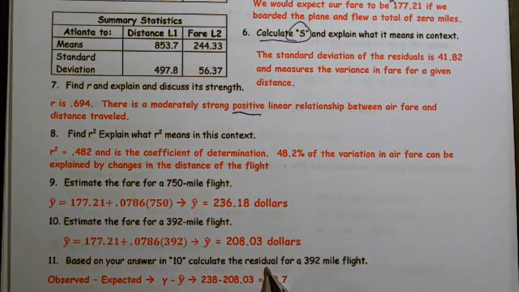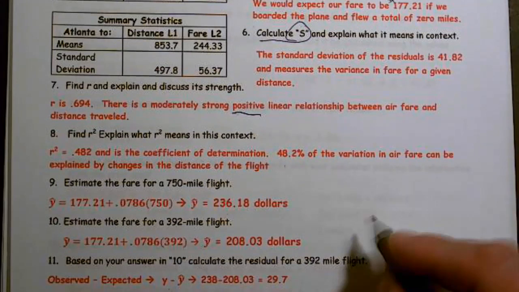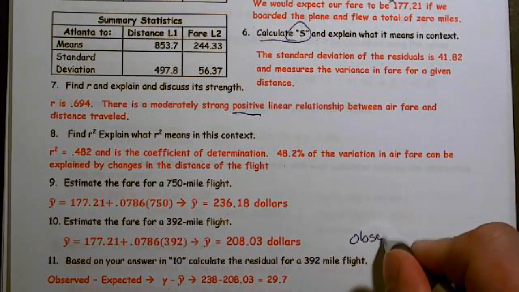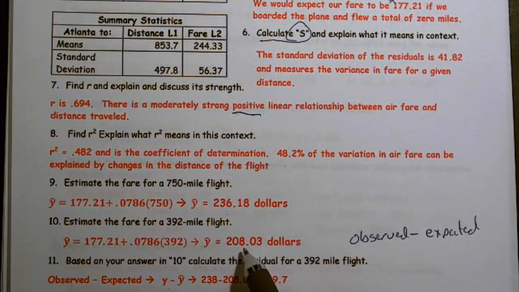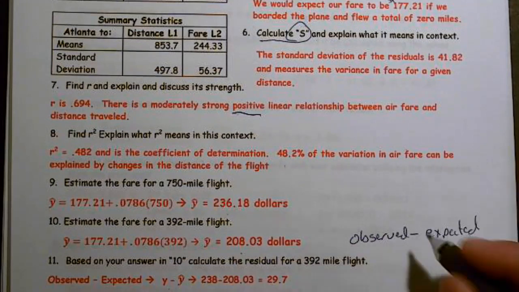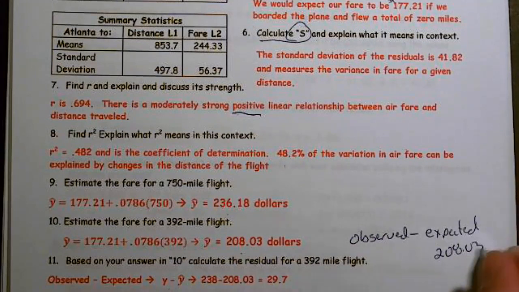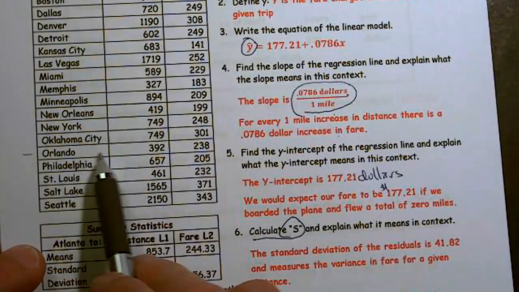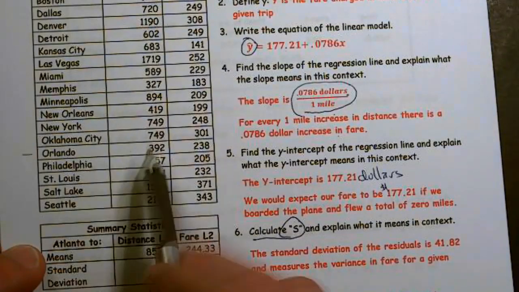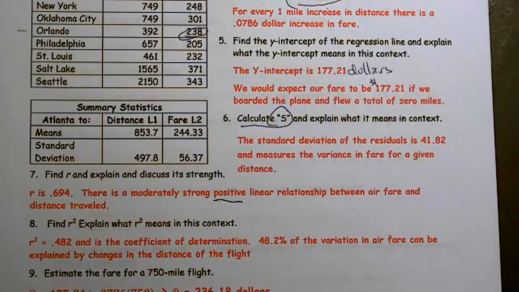Then it says calculate the residual. Well, remember, residual is y minus y hat, or observed minus expected. Well, we calculated the expected up here as $208.03. That's what we expected to be. But we actually had a 392-mile flight, and we need to figure out what it actually cost. So when we flew to Orlando, we had a 392-mile flight, and it cost $238. So that was our observed. So this is why we have 238.